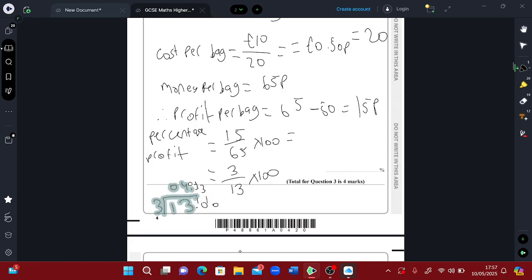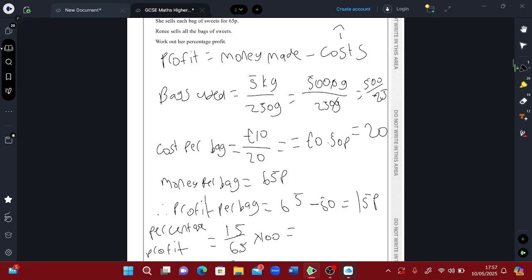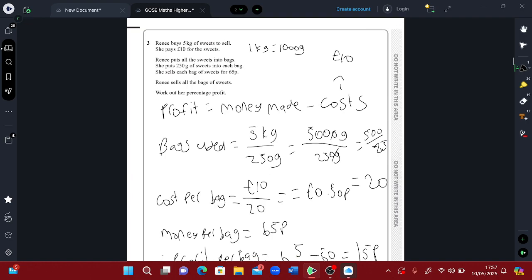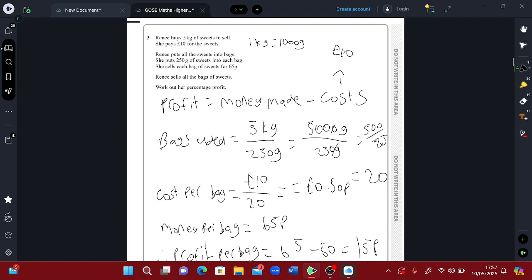There's something not right here. And this is a good strategy, by the way, if you're stuck in exams. Something's not adding up. Check your working. Maybe I just misread a number. That's 5 kilograms, right? She buys the sweets, so that's the cost. And she puts 250 of sweets into each bag. So that means she'd have 20 bags to use 5 kilograms of it, right?